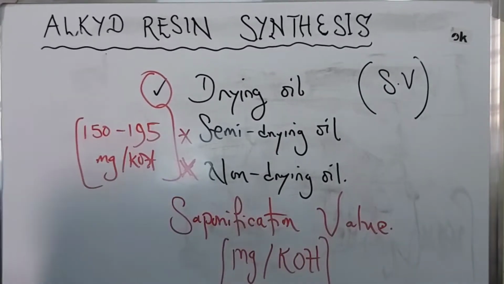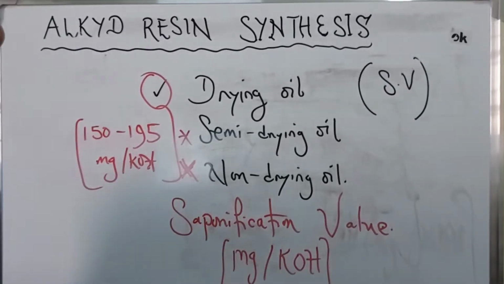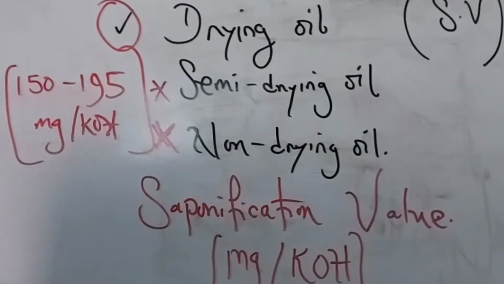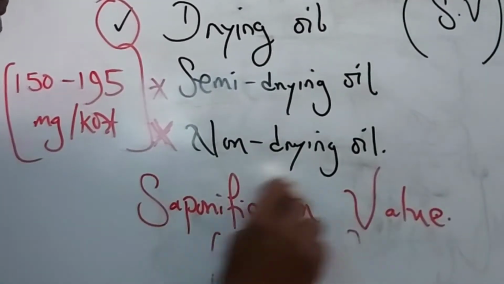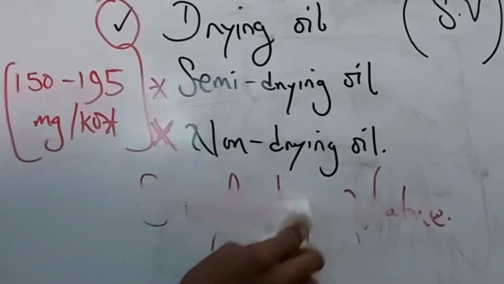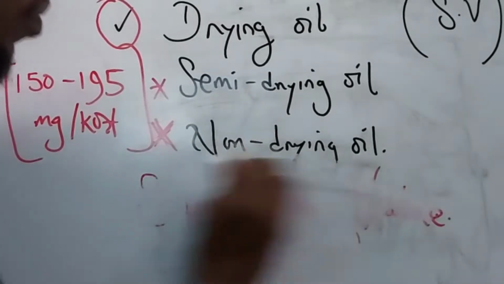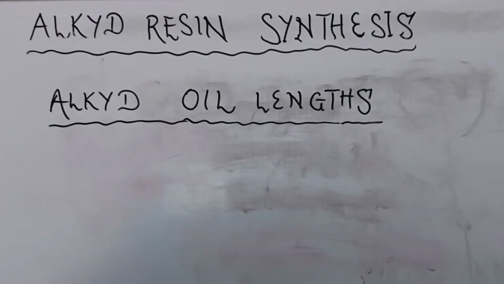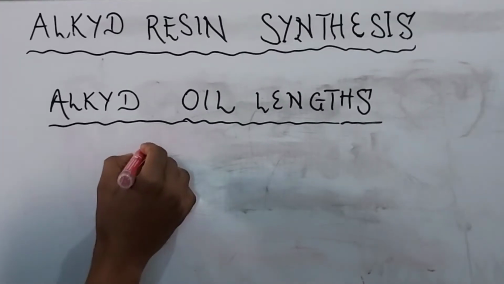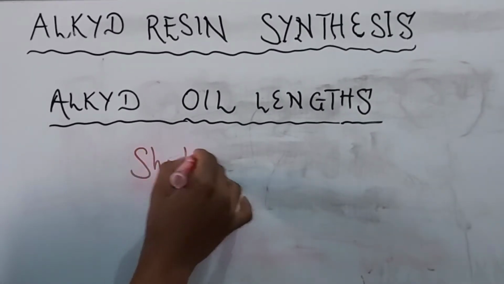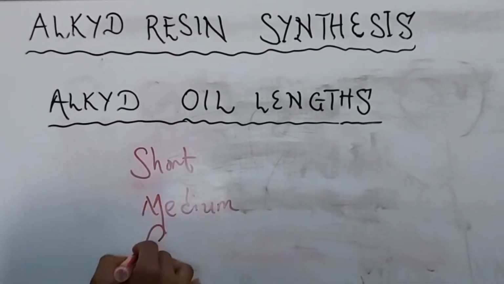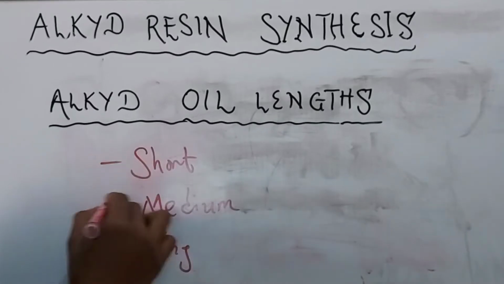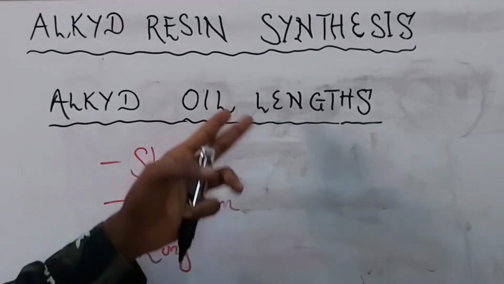Okay, the next thing we would be talking about is the oil length. We have what is called oil length, and that's going to serve as our basis for this Alkyd resin synthesis. Our alkyd oil length has classifications. They are classified into short, medium, and long. So these are just three classifications of oil length.